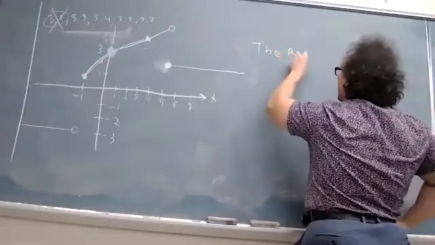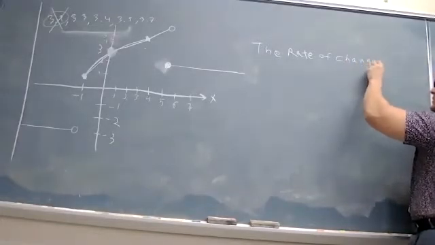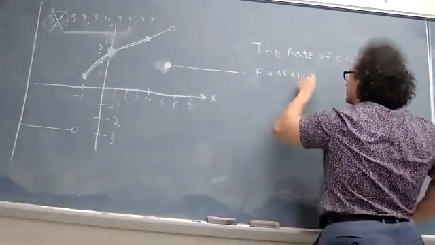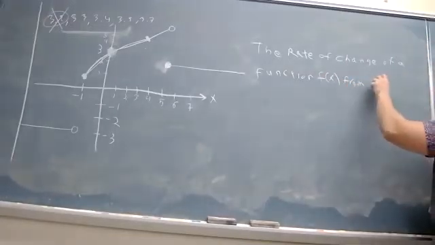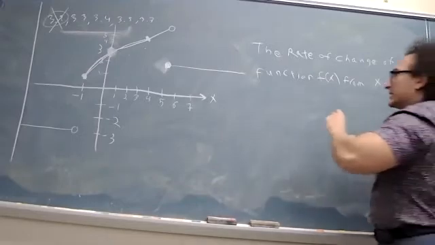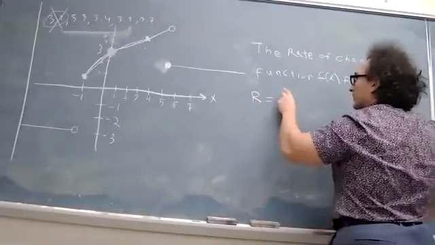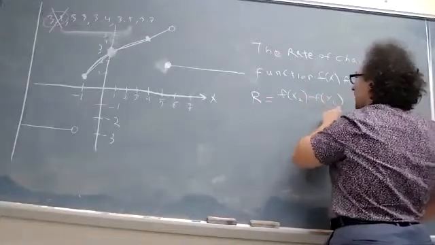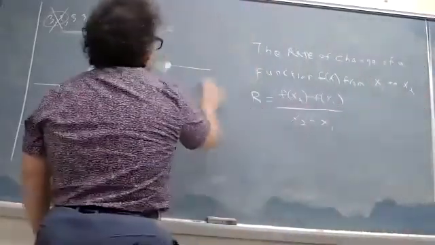The rate of change of a function f of x from some x1 to x2 is defined as the rate of change. I'll call this rate of change R. R is going to be equal to this, f of x2 minus f of x1, everything divided by x2 minus x1. And if you guys notice, this is really the same thing as slope.